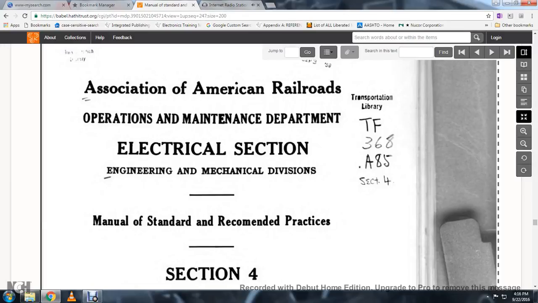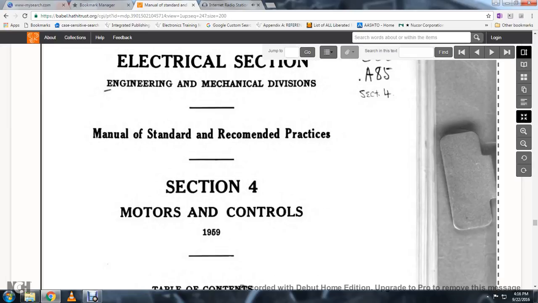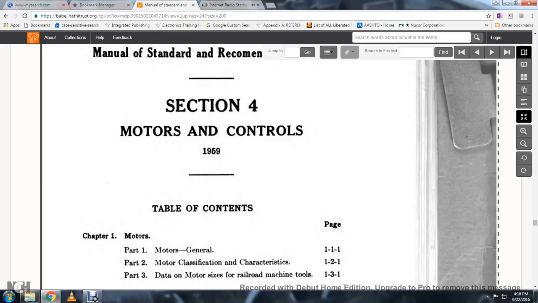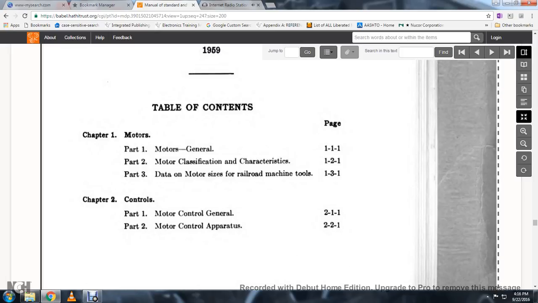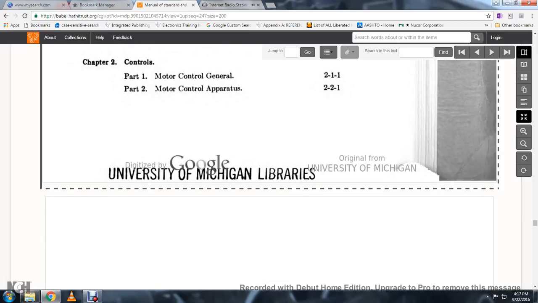The Association of American Railroads, Operation and Maintenance Department, Electrical Section, Engineering Mechanical Division Manual of Standards and Recommended Practice, Section 4: Motors and Controls. Table of contents: Motor Part 1, Motor Controls, Motor General, Motor Classification and Characteristics, Motor Data, and Motor Size of railroad machine tools. Chapter 2, Controls, Motor Control General, and Motor General Control Apparatus is Part 2, Chapter 2.